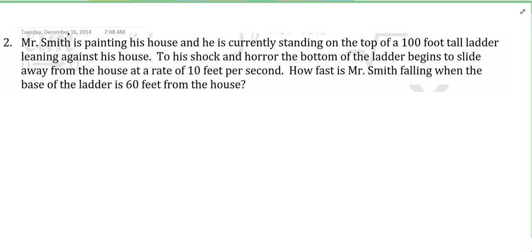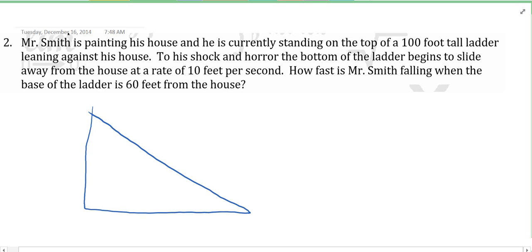I hope. So let me see here. This is similar to what we talked about yesterday. I'm standing on a ladder, a 100-foot ladder this time. All right, I'm leaning against the house. So this is 100 feet right here. That's not changing, which is why we label it a constant.